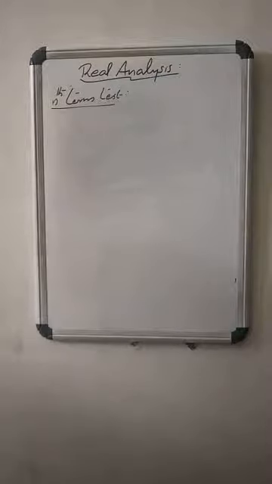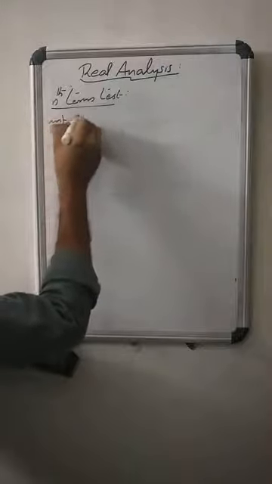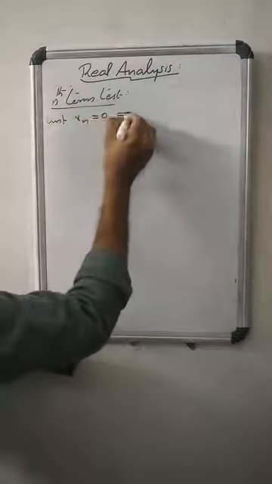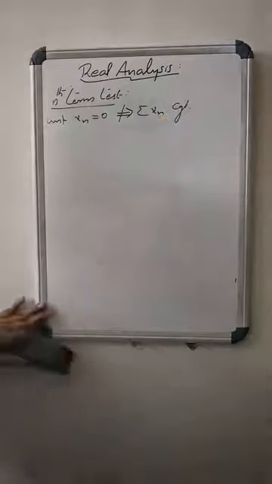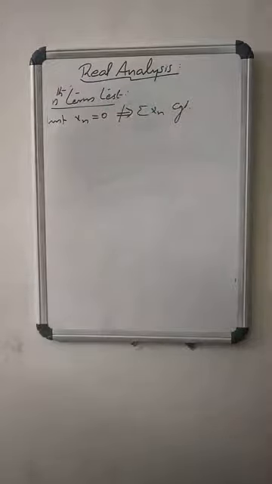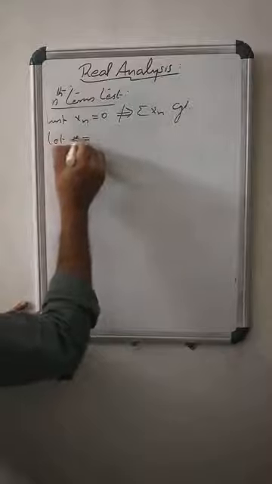What about the reverse implication? The reverse implication need not be true. When lim xn = 0, it need not imply Σxn converges. So this can be shown by using an example. So consider the series. Let x = Σ 1/n.